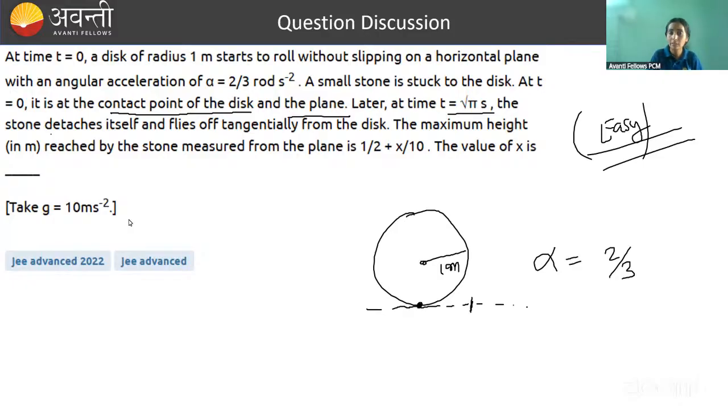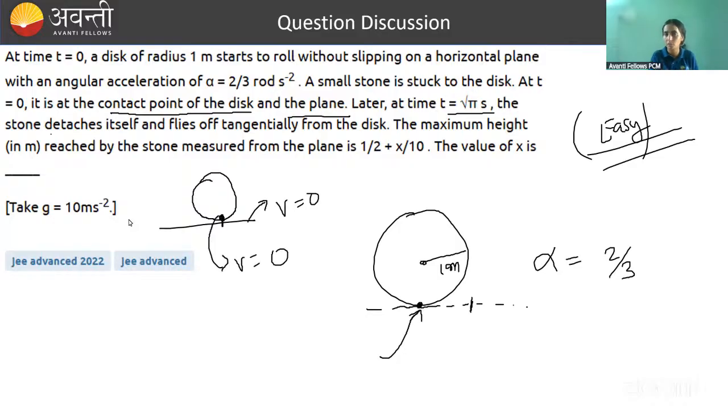When the question is saying that we are sticking it at the point of contact, you already know in rolling, when a body is rolling on any surface, the relative velocity of this point of contact is what? 0. And here it is rolling on the ground. Ground has a velocity always 0. So this point of the disk also has velocity equal to what? Zero.